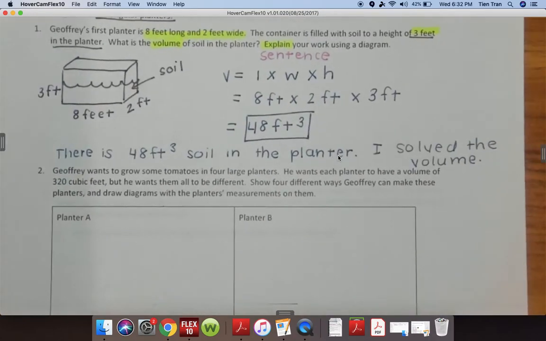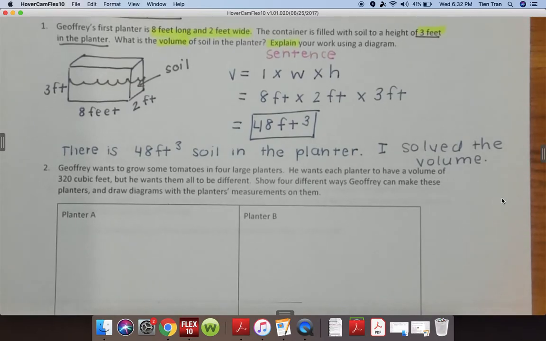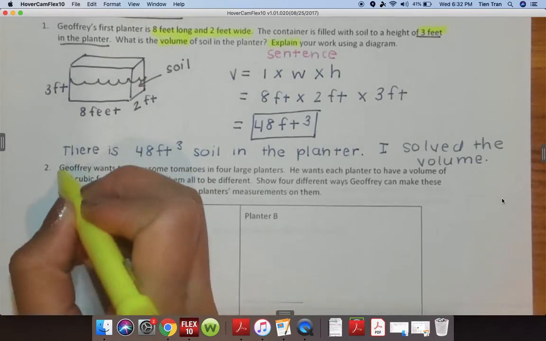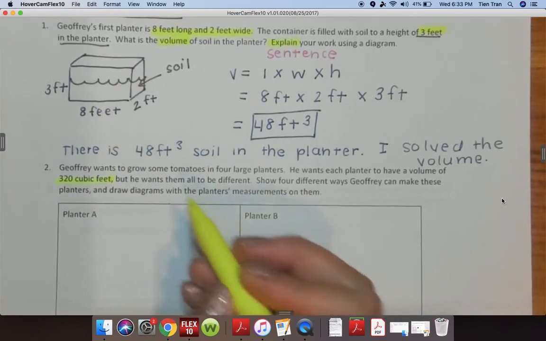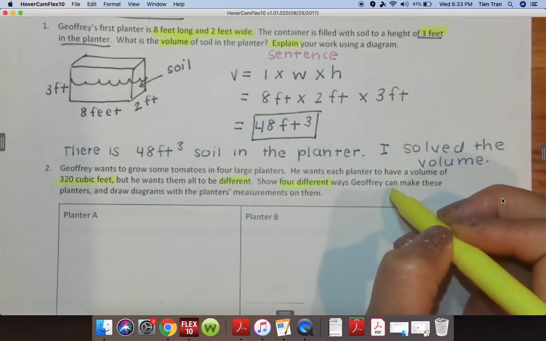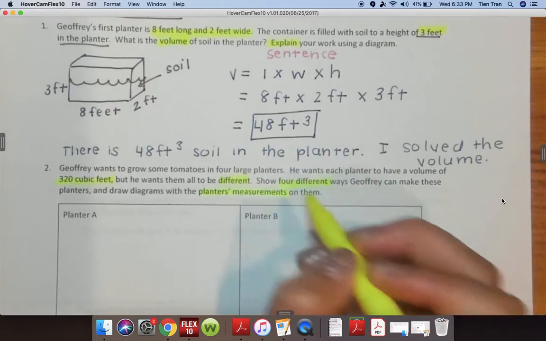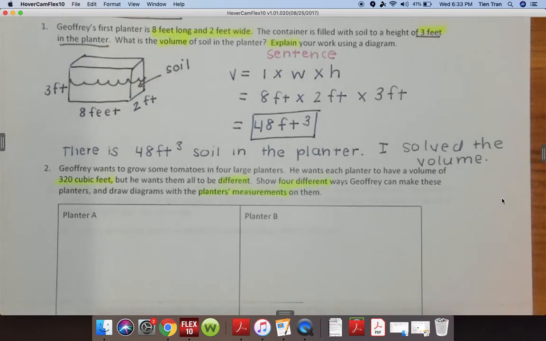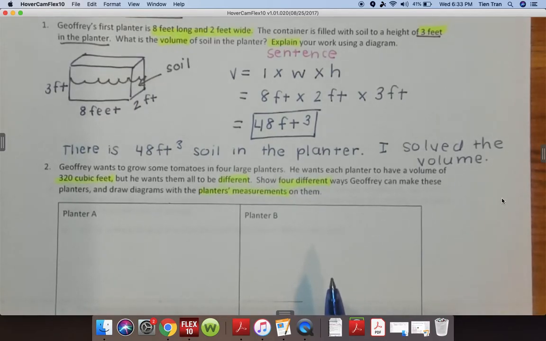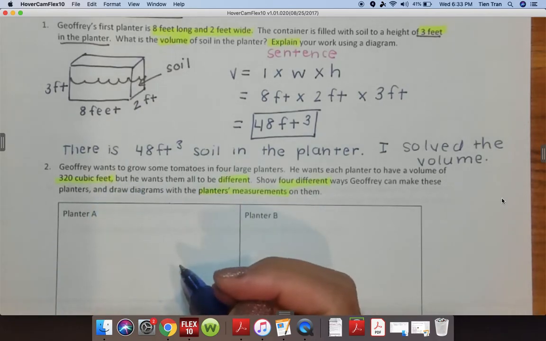Okay, problem 2. Jeffrey wants to grow some tomatoes in 4 large planters. He wants each planter to have a volume of 320 cubic feet, but he wants them all to be different. Show 4 different ways Jeffrey can make these planters and draw diagrams with the planters' measurements on them. So I'm going to make sure that I draw a diagram for different ways to get the same solution, 320 cubic feet. So I'm going to draw the first one.